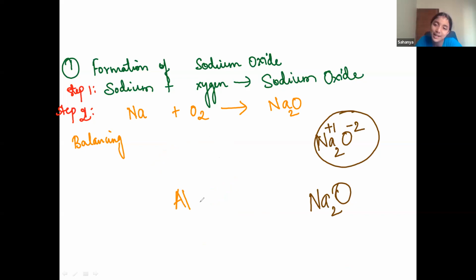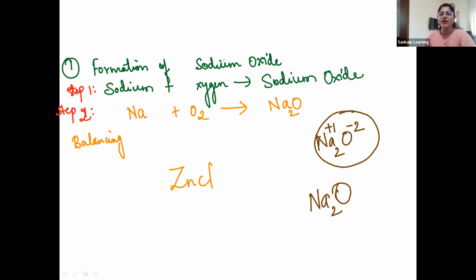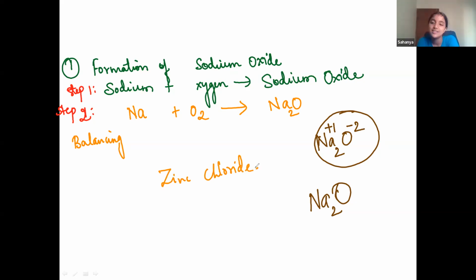Aluminum nitrate. Okay, if I say no, I will not give you this, I'll tell you in words. Then you have to tell. Zinc chloride. Tell me the formula for zinc chloride.